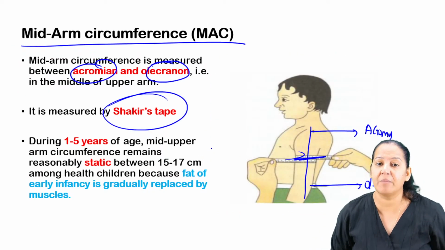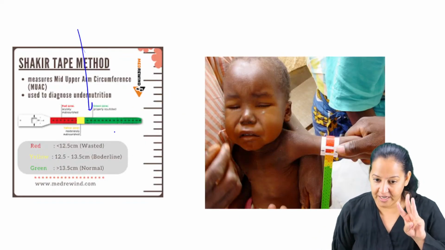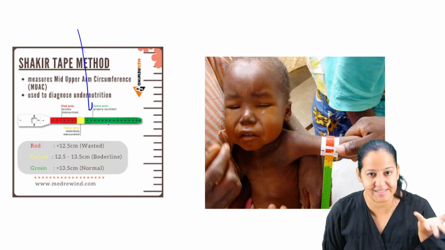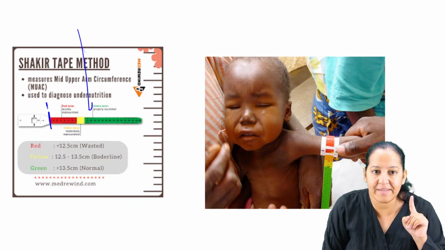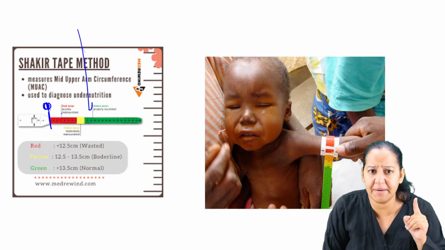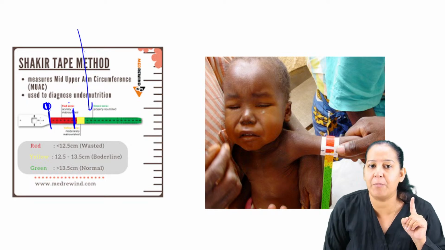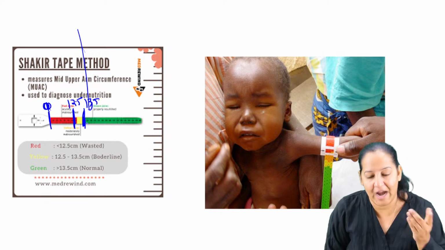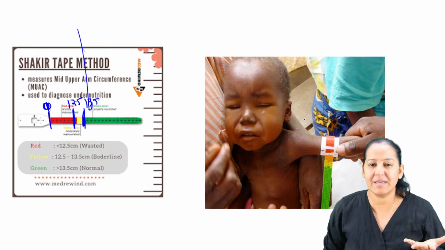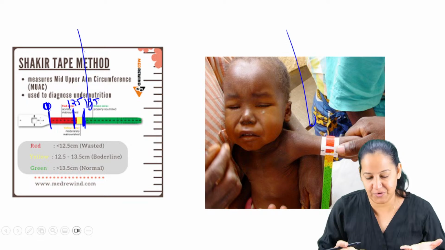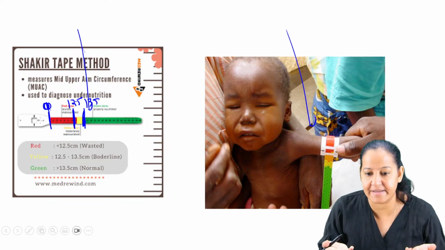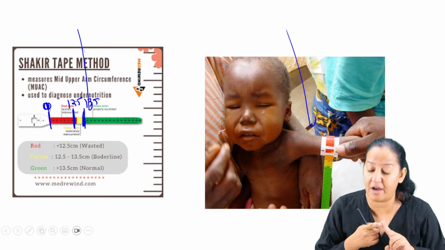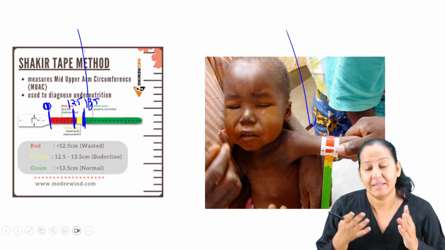What is Shakir tape? This is Shakir tape. In the Shakir tape, we have three colors, the three colors of a signal: red, yellow, and green. Up to 12.5 centimeter it's red, 12.5 to 13.5 it's yellow, and more than 13.5 it's green. It is not measured by doctors; being a doctor I can educate you, you all have a good IQ and can understand that, but we measure it with the Anganwadi worker, Asha worker, female health worker, male health worker, they are doing this.